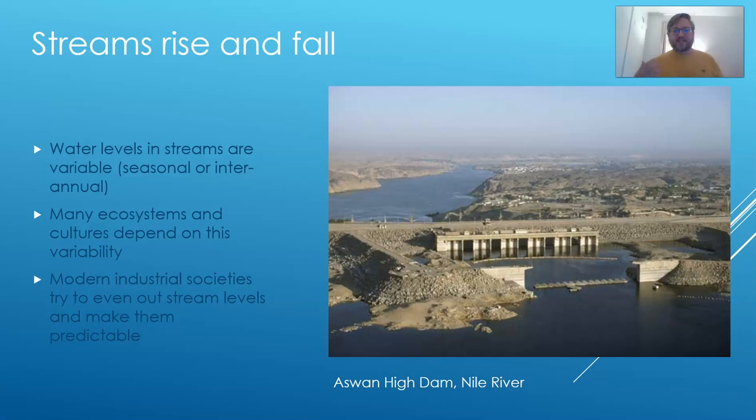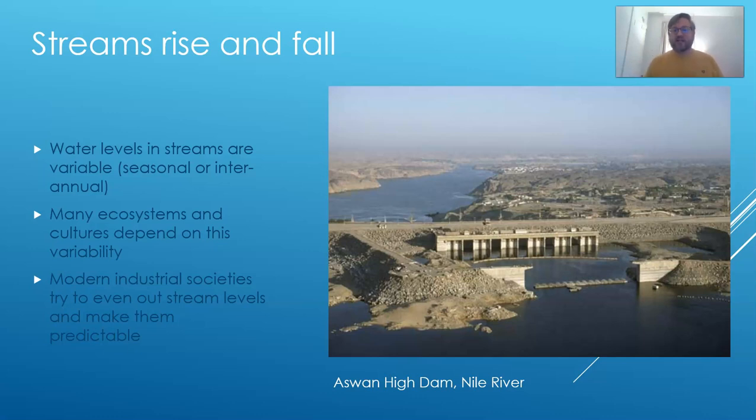Many ecosystems and cultures depend on this variability. They actually would suffer if the stream was running at exactly the same level all the time. You need sometimes for the water to rise up out of the banks of the stream and flood the area around it, and sometimes for it to fall down really low. So ecosystems and many cultures adapt to and need that variability. But modern industrial societies will try to even out those stream levels, make it very predictable so we know exactly how much water is going to be coming down the river at any one point.